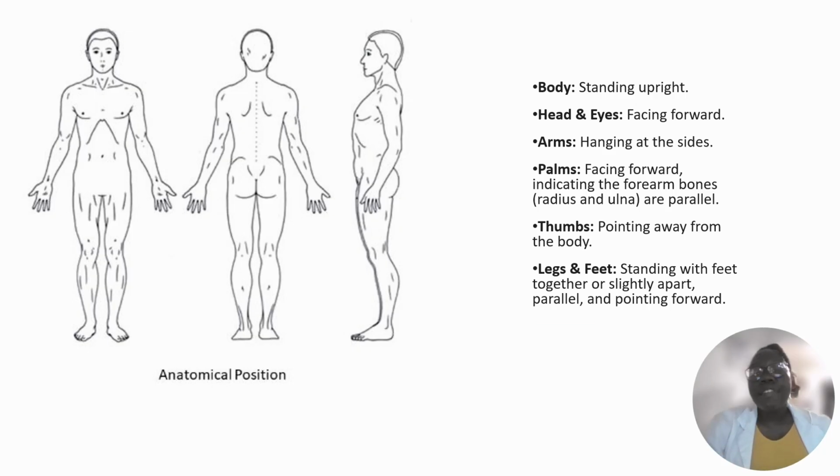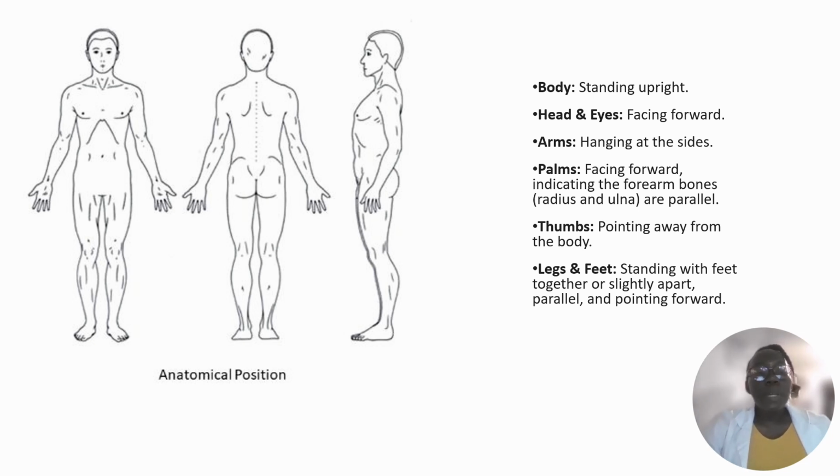The anatomical position is when somebody is standing upright with their head and eyes facing forward, their arms hanging at their sides, their palms facing forward with their thumbs exterior to the body, or pointing away from the body, and their legs and feet slightly apart and pointing forward.